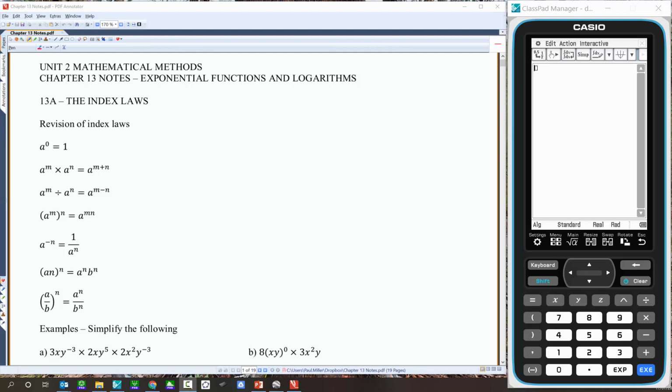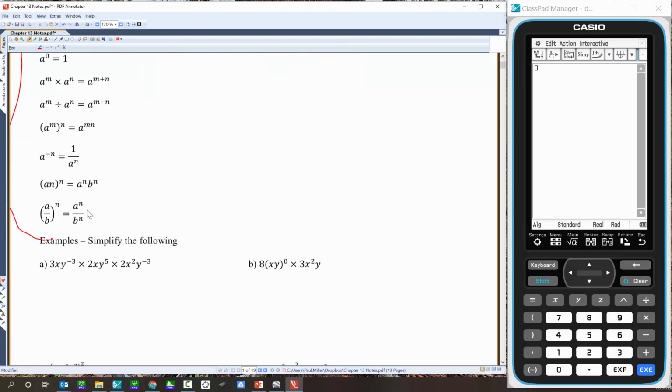Okay, new unit time. So what we're going to cover in this unit is exponential functions. Similar to what we did in year 10, we'll step it up a little bit more and then introduce the inverse of the exponential function, which is a logarithm. So here are the index laws from last year. Hopefully you don't need to remember them, but you just need to use common sense to try and apply them.